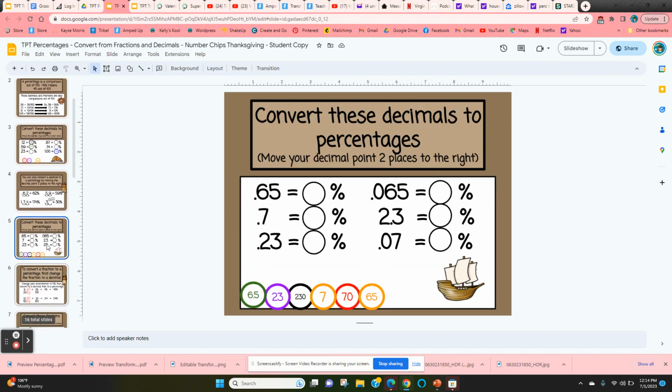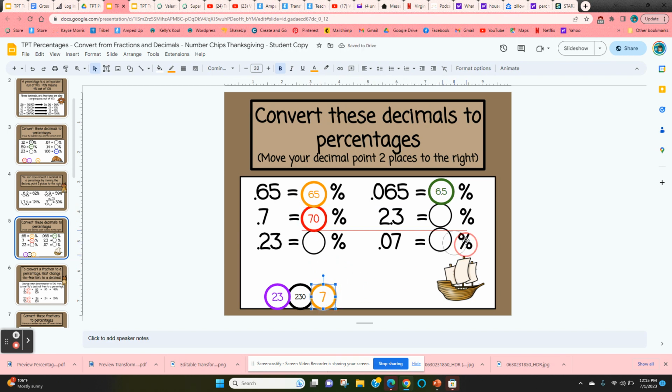So the next slide might be a little bit of a challenge. If they move the decimal point 2 places to the right, then of course this one is 65%. This one will be 6.5%, or 6 5/10%. This one, they have to add a 0 if they move the decimal point 2 places to the right, 70%, and this one, 7%, and so on.